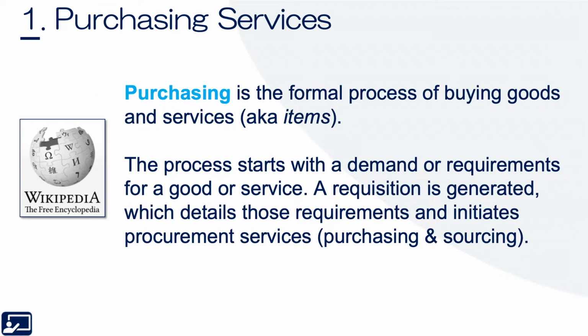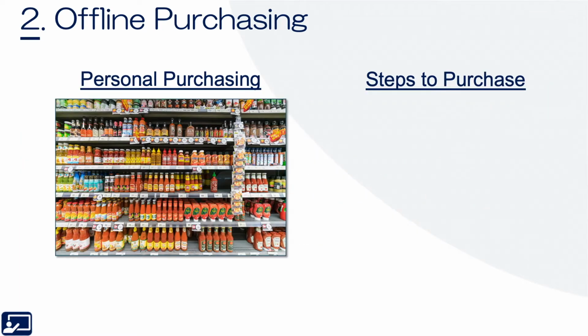Let's get started. First, purchasing services. Purchasing is the formal process of buying goods and services, also known as items. The process starts with a demand or requirements for a good or a service. A requisition is generated, which details those requirements and initiates procurement services, purchasing and sourcing. So first, let's take a look at offline purchasing.